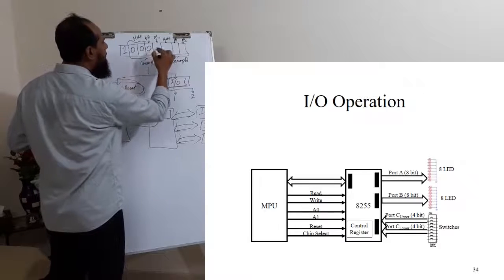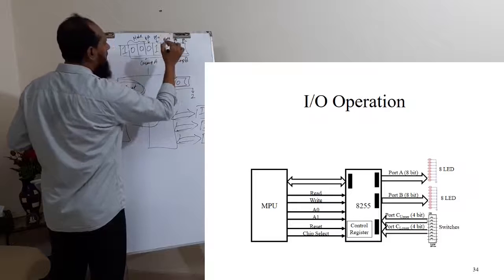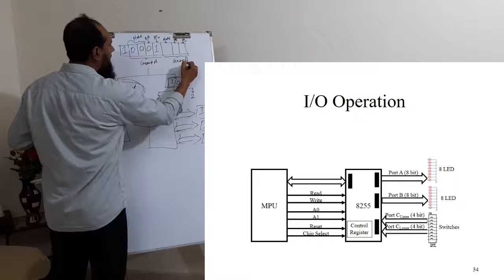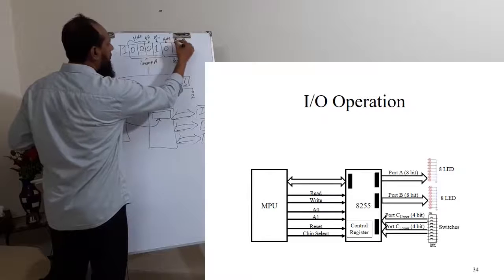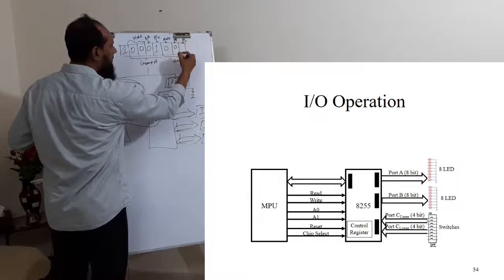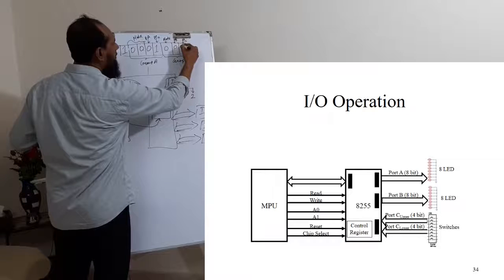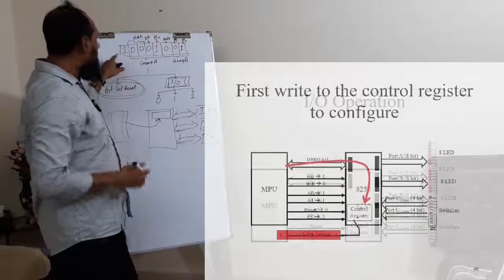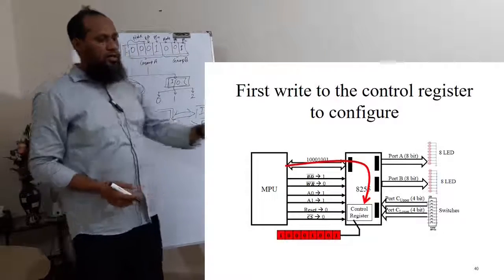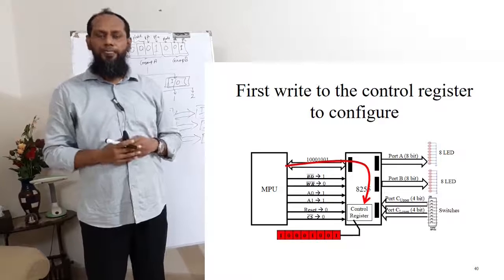We'd like to use an input device in port C upper. Group B is in mode 0. Port B will be used for output operation. Port C lower will be used for input operation. So we have to send this control word to the 82C55 control register.